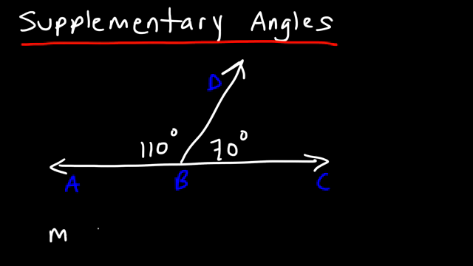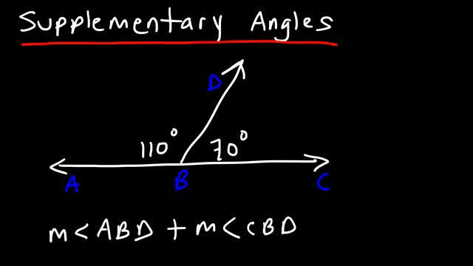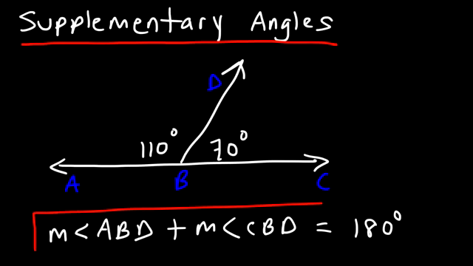So because the measure of angle ABD and the measure of angle, let's call this CBD, or you could say DBC, add up to 180, we could say that those two angles are supplementary angles.